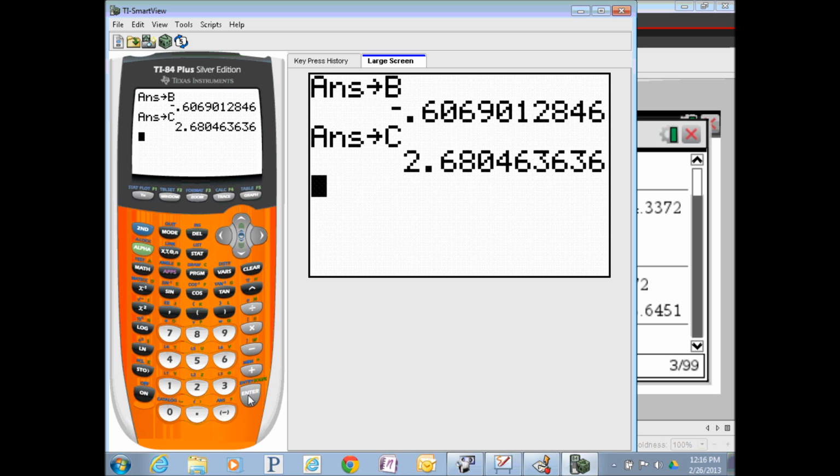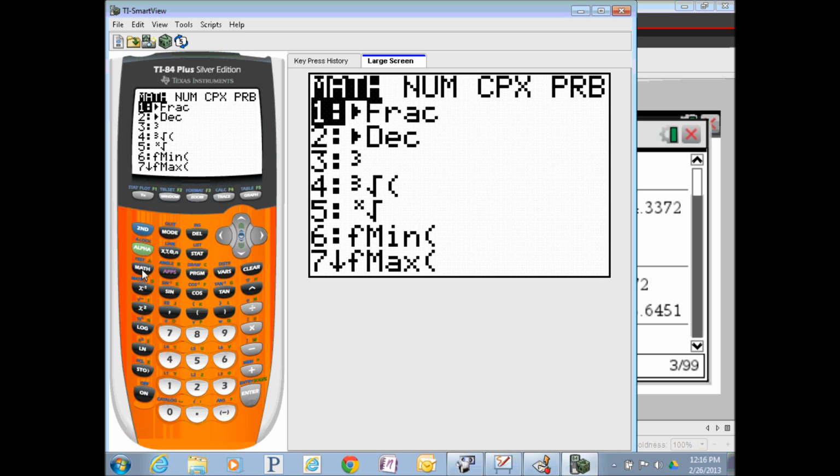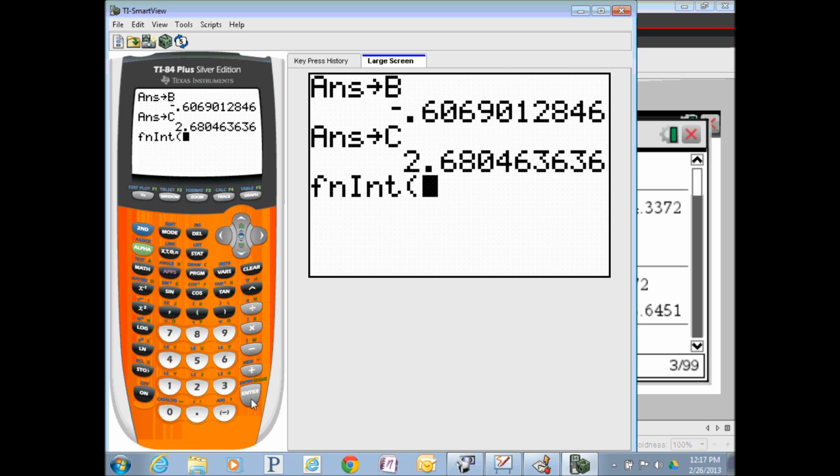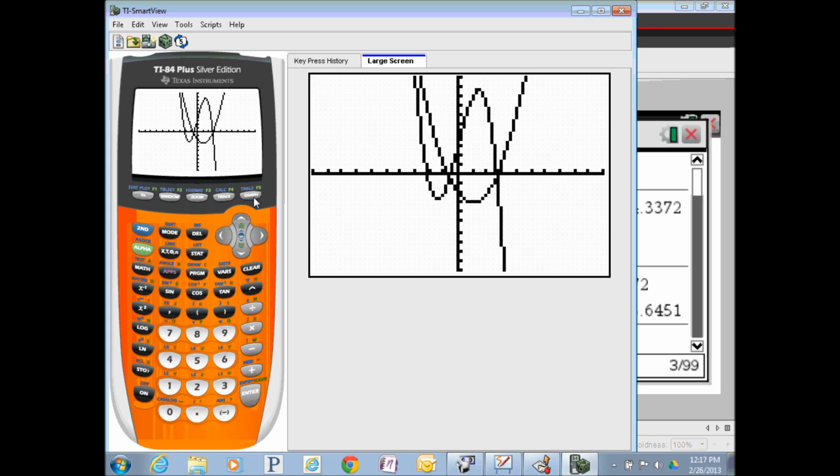Now if I want to figure this out, I can't do it from my graph on my 84. I've got to do it without the graph, on the calculator way. So go into your math menu, and on math, scroll down until you find your function integral. Which one was the top function? The top function we decided was Y1 on our graph, the cube one. My bottom function is Y2.